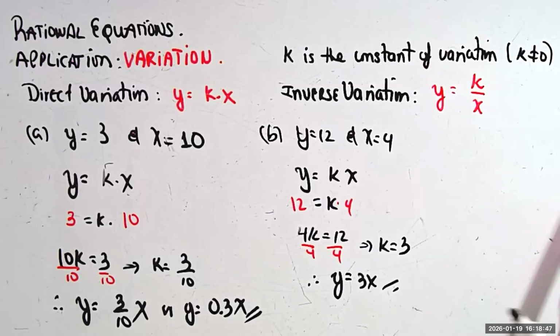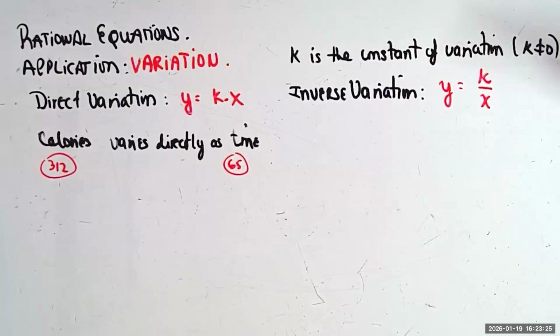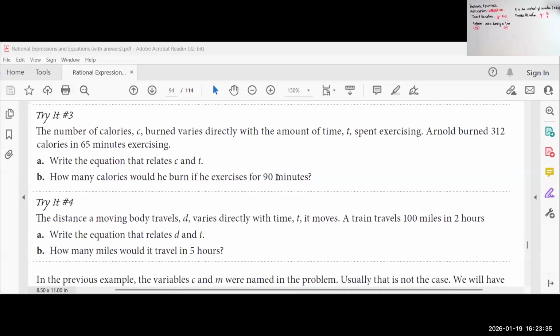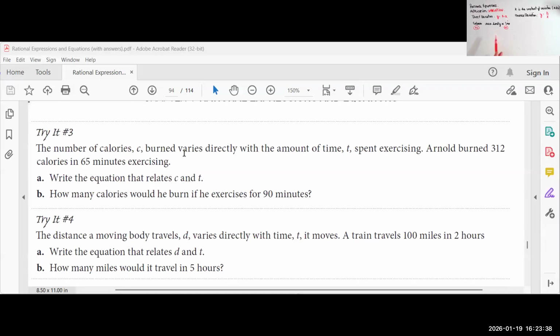Okay, let's do a couple of applications, word problems. Let's try two word problems, two applications. Example 1: the number of calories C varies directly as exercise time T. Arnold burned 312 calories in 65 minutes. They want us to find the equation, and also the calories burned if he works out 90 minutes.